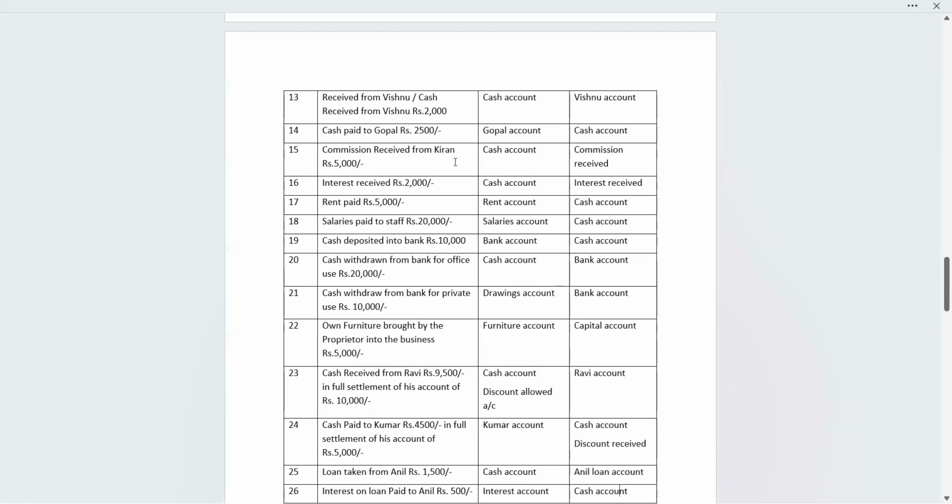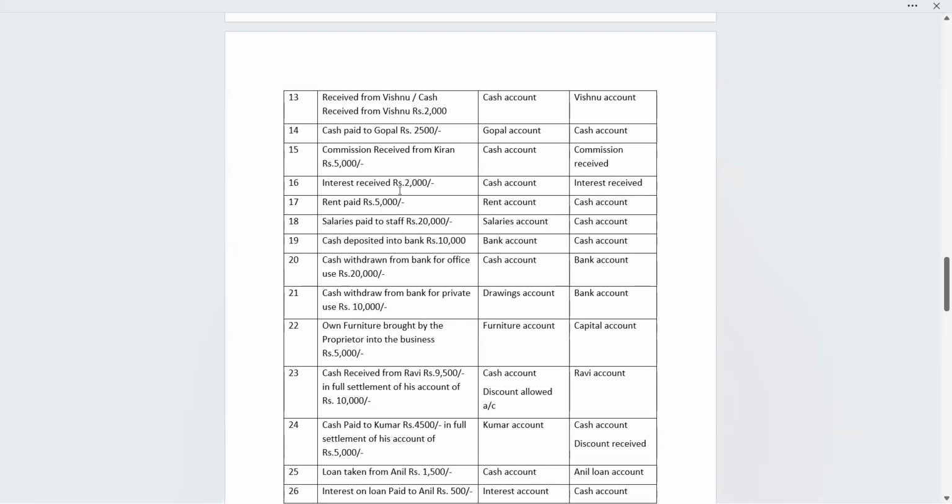Next, commission received from Kiran. What do you receive from Kiran? Cash only. Cash comes in or goes out? Comes in. Which side do you enter? Debit side. Commission received is an income. Incomes, which side? Credit side. You know the rules. Nominal rule: debit all expenses and losses, credit all incomes and gains. Commission received is an income. Income, which side? Credit side. Cash is an asset. Which rule are you applying? Real account. Cash comes in, debit side. Cash is debit, commission is credit.